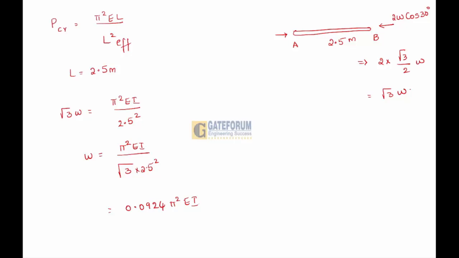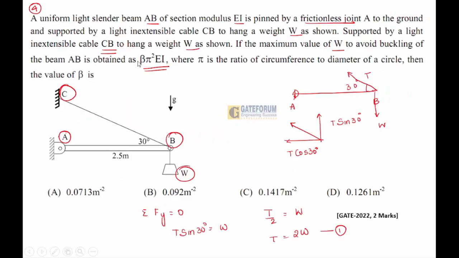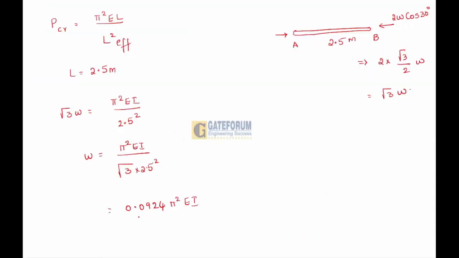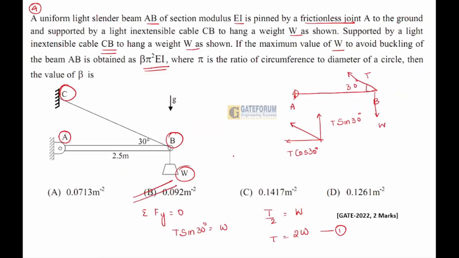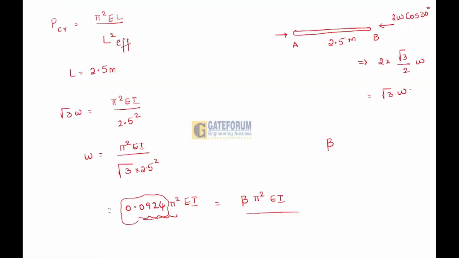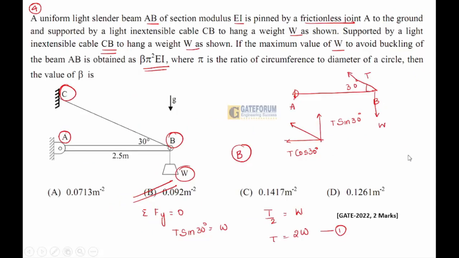Now, what is given to you? Beta pi square EI. Compare this with beta pi square EI. The value of beta will be 0.0924, which is option B. Beta is 0.0924 m^-2. Got it? This will be the answer for the given question. These are the questions from Strength of Materials of GATE 2022 set 1. Hope you have understood. Thank you, students.